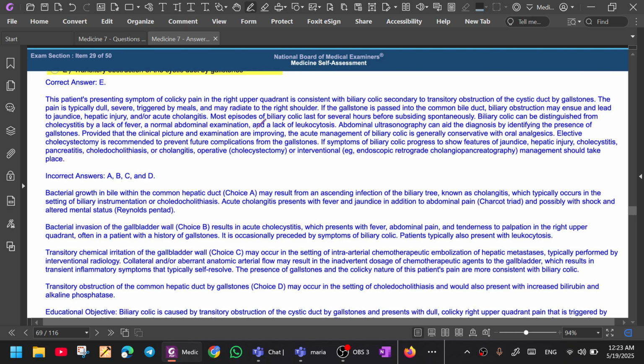Okay, both within the common hepatic duct. Okay, cholangitis. Okay, A and C. Okay.